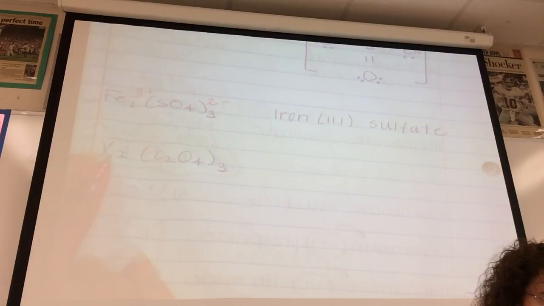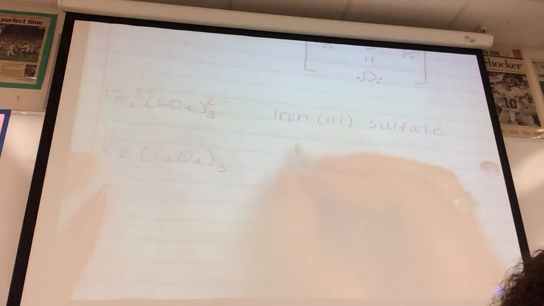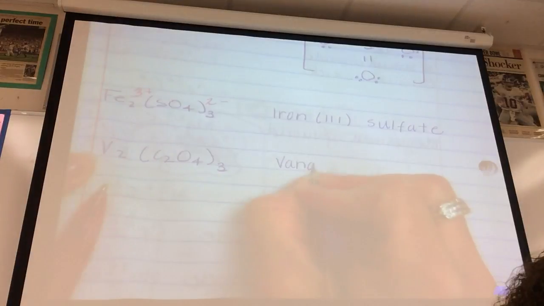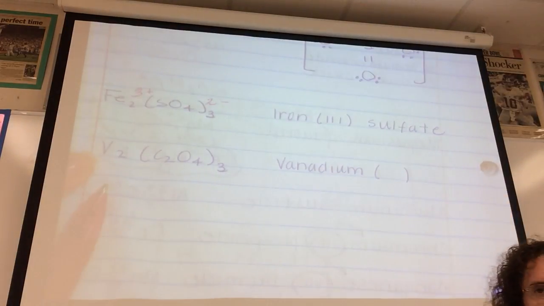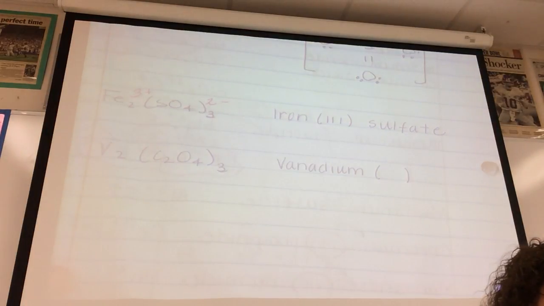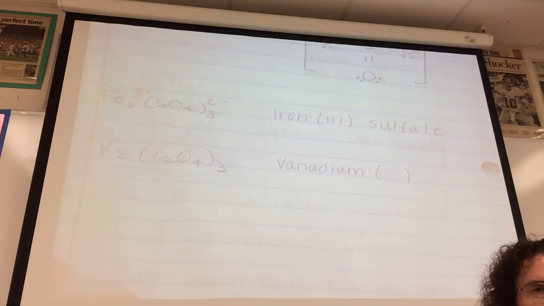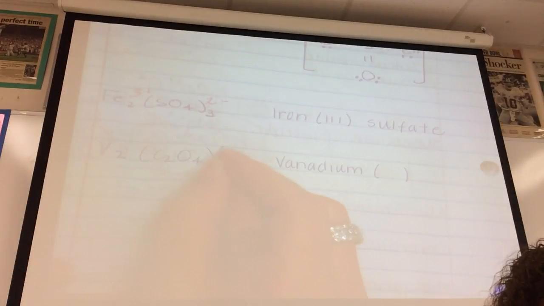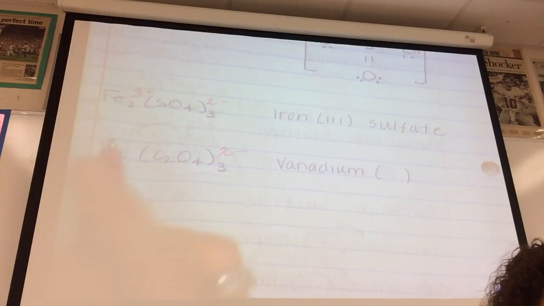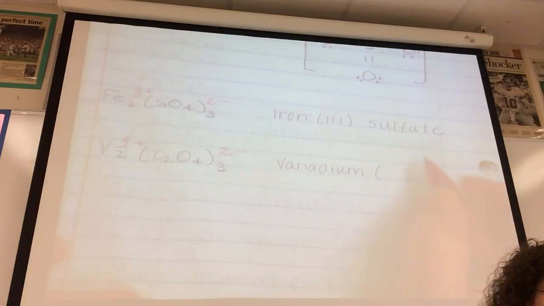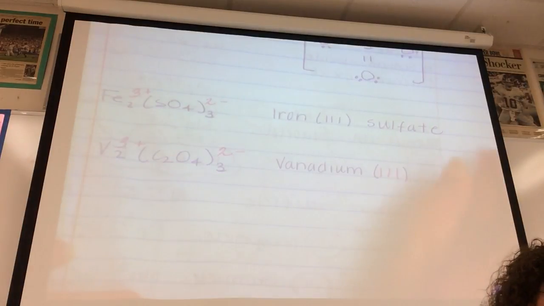Monatomic cation, that takes the name of the element. That's vanadium. Vanadium is a transition element that has the ability to form more than one charge. What is C2O4? Look under O. Oxalate. And what is its charge? 3 times 2 is 6. Divided by 2 is 3. So it's vanadium(III) oxalate.